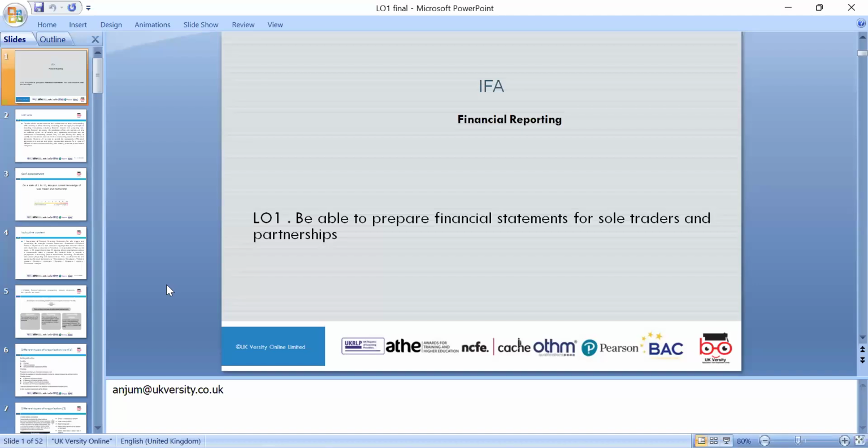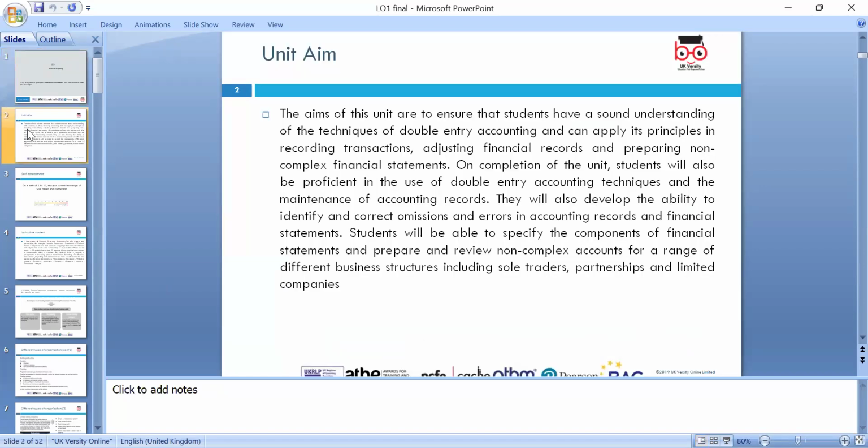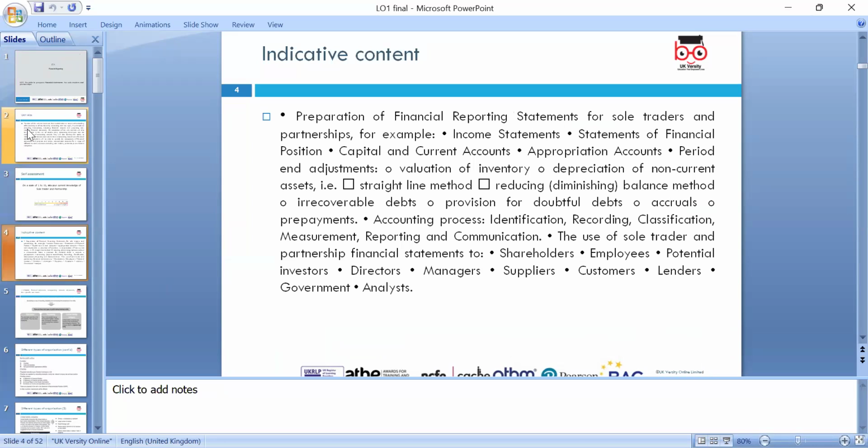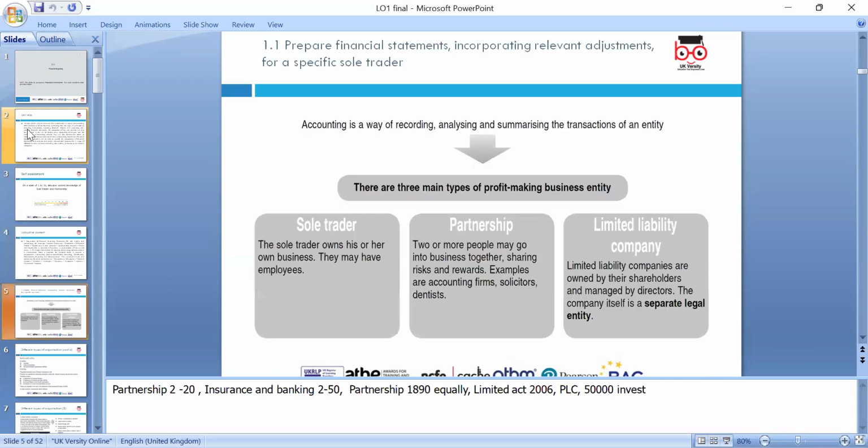Be able to prepare the financial statements for a sole trader and partnership. The aim of this unit is really to develop understanding around financial statements, and it's always good to look at sole trader and partnership financial statements. On a scale of 1 to 10, it's always good to reflect on how much we already know about financial statements and the indicative content which our overall discussion will cover. I'll give you separate data for this.